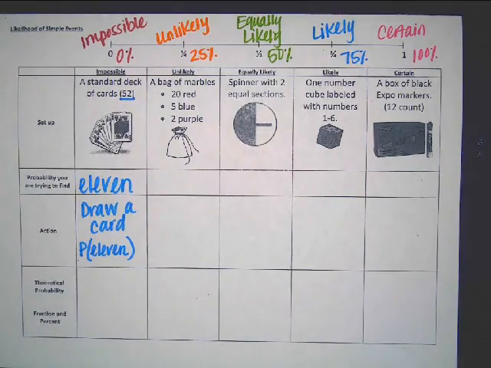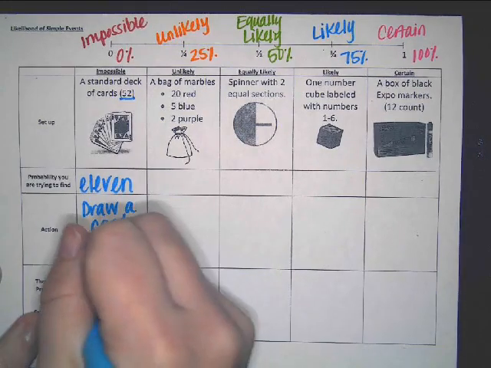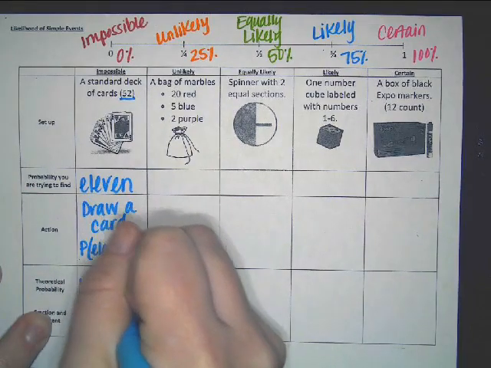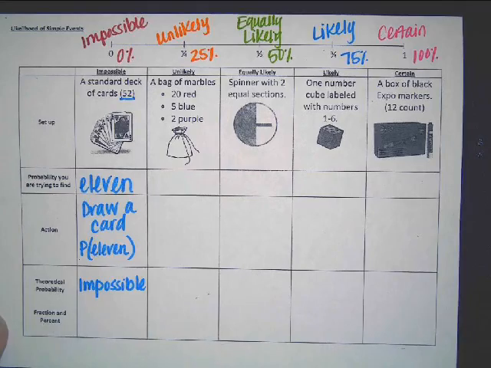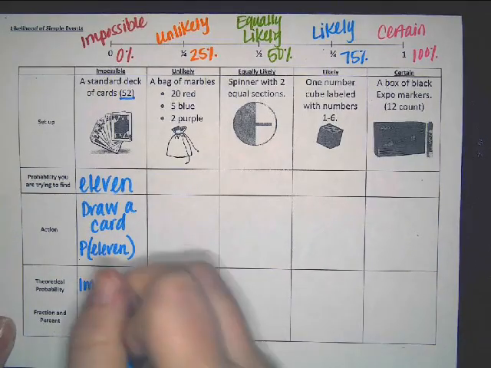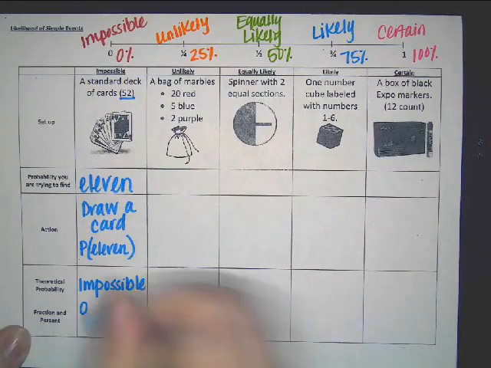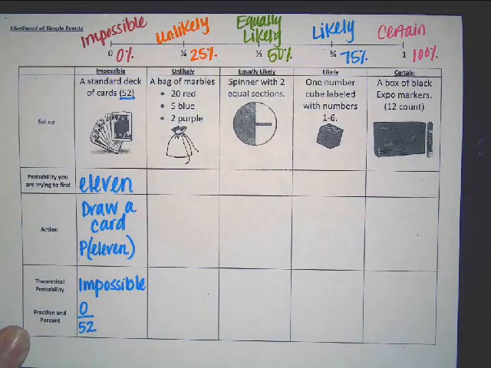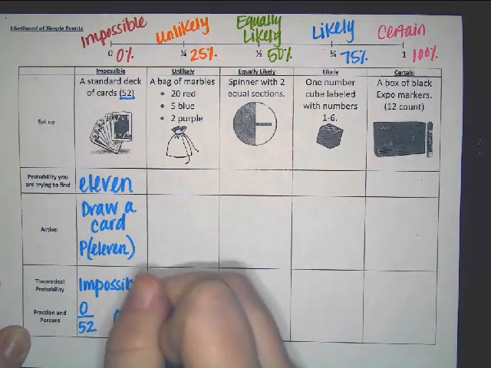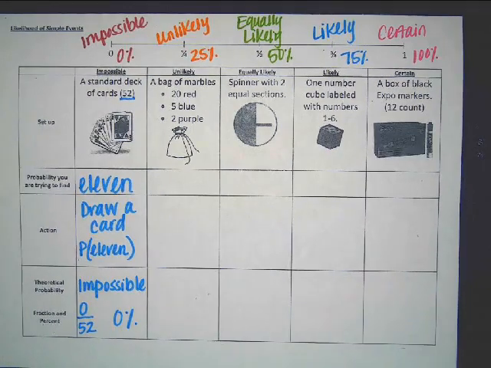However, we know that there are 0 11s in a deck. So the theoretical probability of this happening is actually impossible. Okay, there is a 0% chance that this will happen. Written as a fraction, we know that there are 0 11s out of the 52 cards in the deck. 0 out of 52 is also known as a 0% chance.